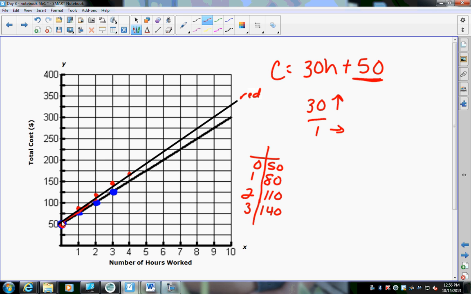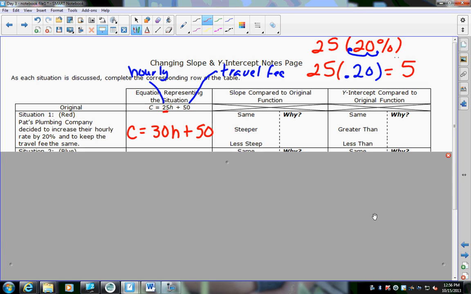So looking at this line right here that I just graphed, the question they ask me is, is my slope the same, steeper, or less steep? Well, first off, is it the same? Are these two numbers the same? No. This number is larger, so that means it's steeper. It's steeper because my hourly rate increased.